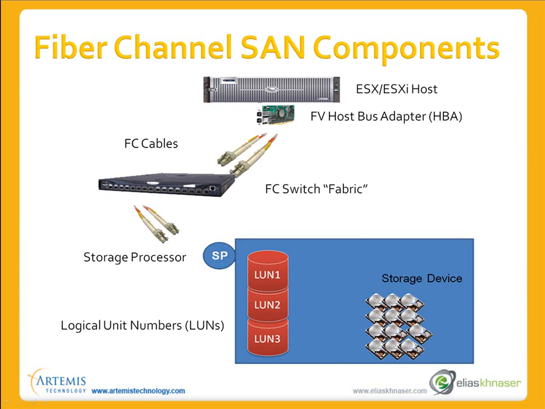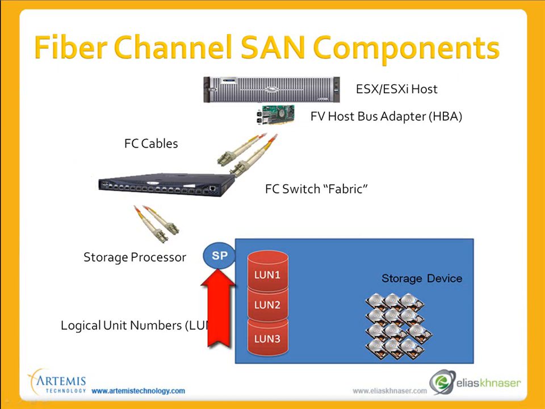The second component of a fiber channel SAN is a fiber channel switch, which in essence behaves and acts exactly the same way as an Ethernet switch. A fiber channel switch is also known as the fabric. It is the networking piece of the fiber channel SAN. It is what networks or connects everything together.